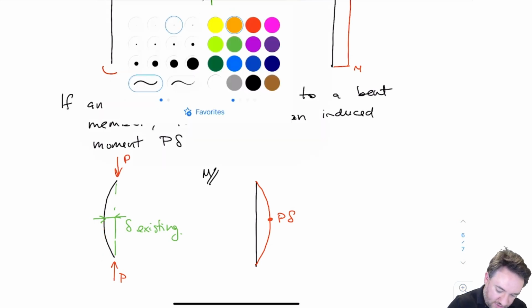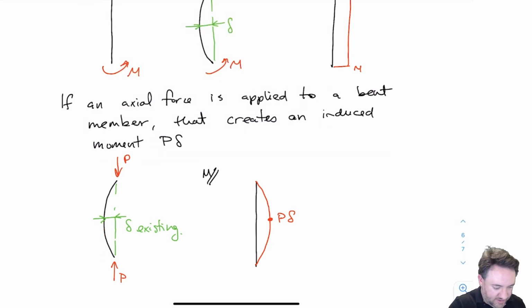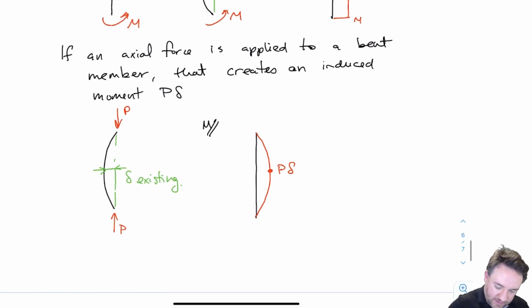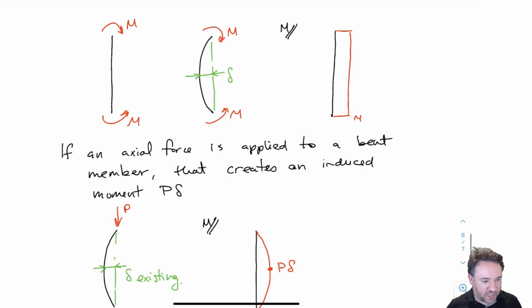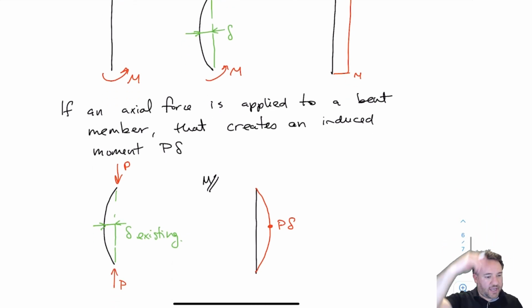Okay, so now if I take both of those effects and I add them together, it means basically that if I have a curved member caused by moment, I'm going to have the moment that I'm applying, but I'm going to also have an additional moment, which is caused by the axial load being applied to a curved member, and that's my P delta.